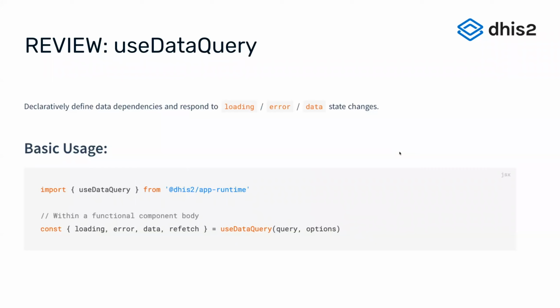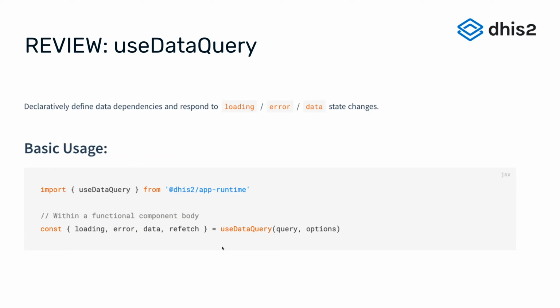But getting back to queries and mutations, as I mentioned, queries are for reading. And in order to read data from a functional React component in a DHIS2 application, we have a hook called useDataQuery. This useDataQuery allows you to declaratively define data dependencies and respond to loading, error, and data state changes. What that means in practice is that you write this one line down here, down at the bottom, and then it will basically re-render your component every time the state of that request changes.